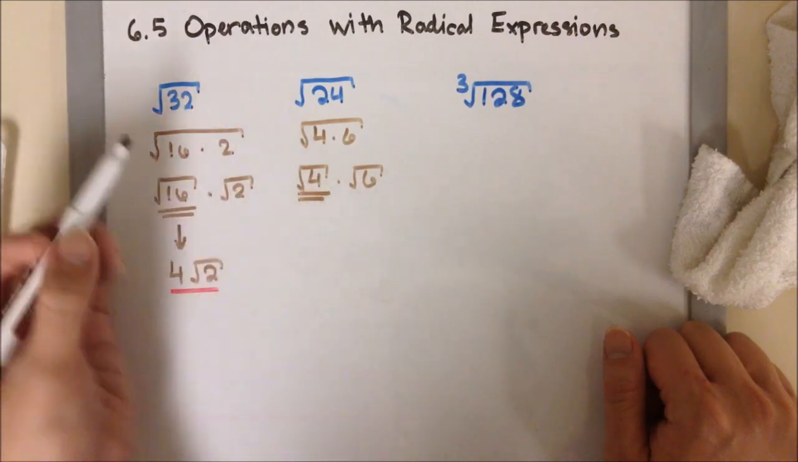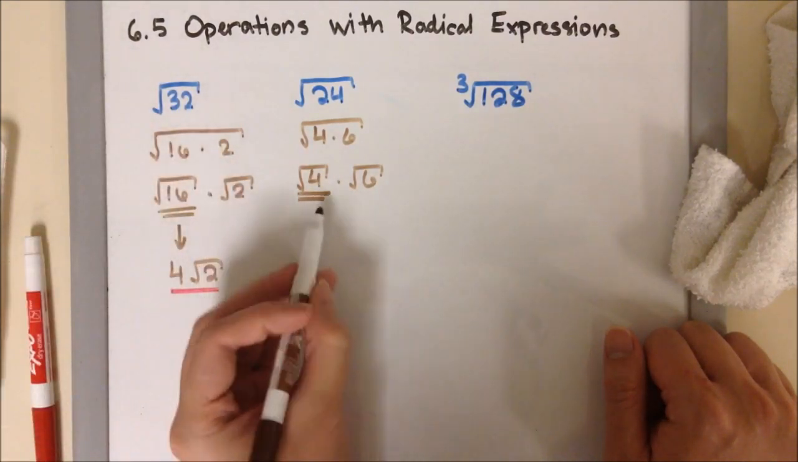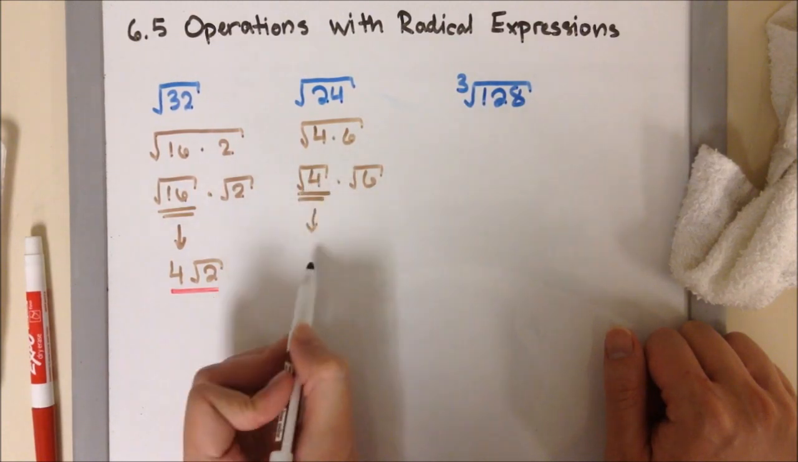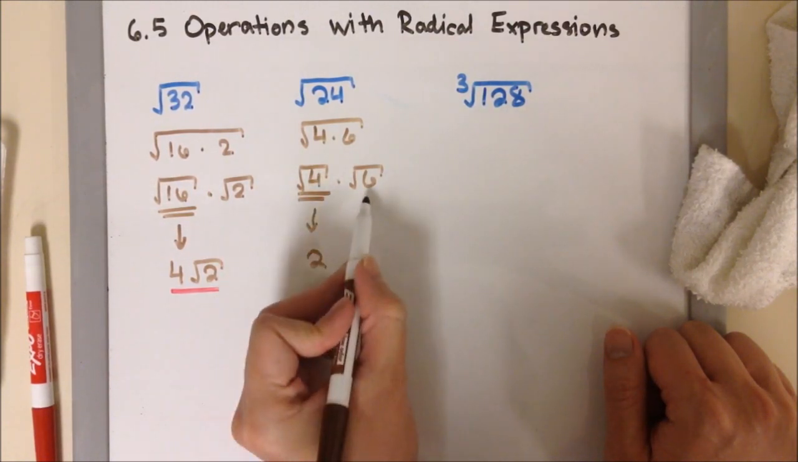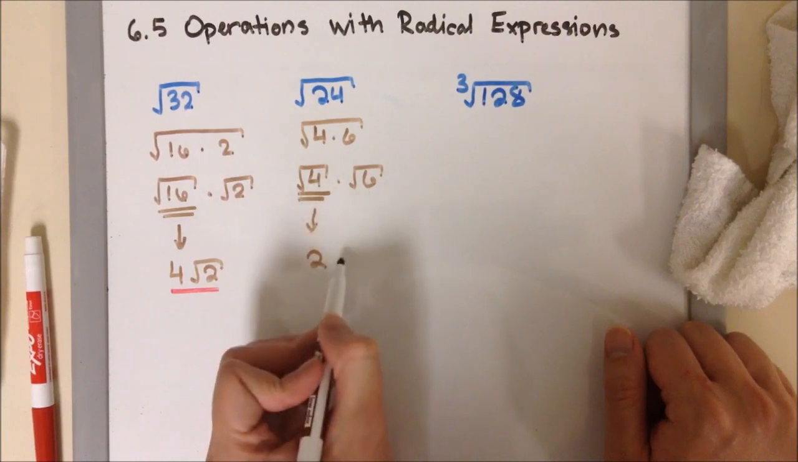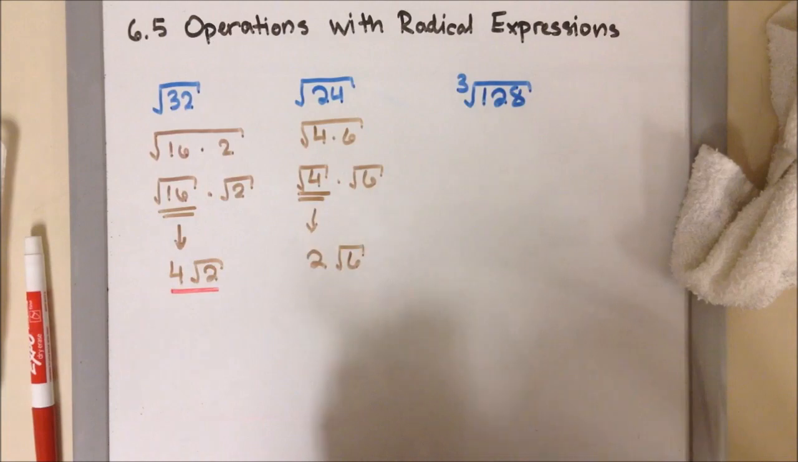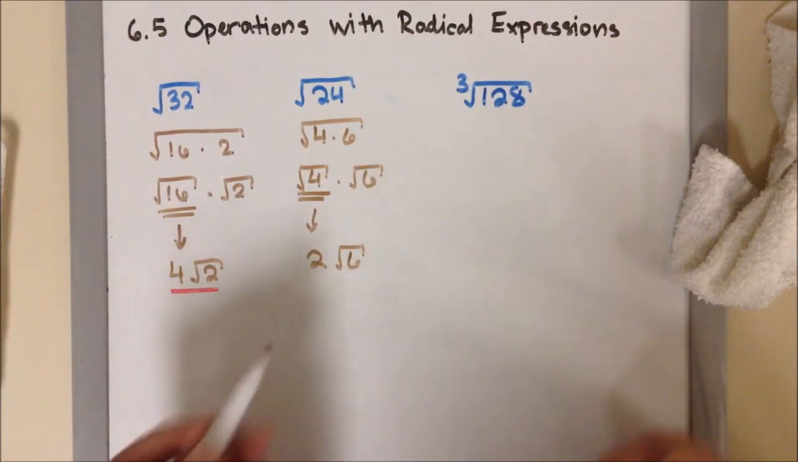The only one I could do the square root of is 4. So I'm going to bring it down here. The square root of 4 is 2. And again, I cannot do the square root of 6, so I'll just put it next to the 2, like so. And then that is my final answer, 2 square root of 6.